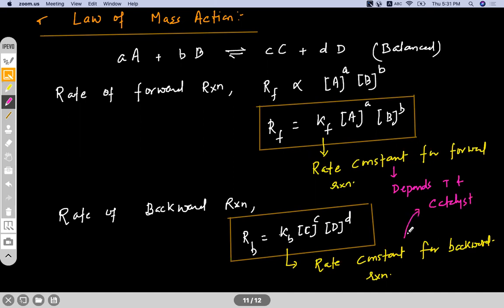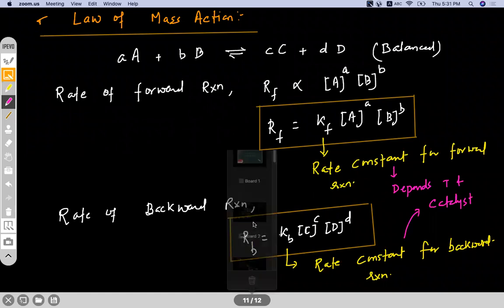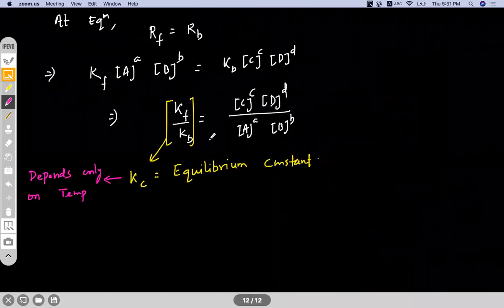Like I said, rate constant is not the concern for us in this chapter. Our concern is equilibrium constant. Rate constant, rate, everything we have in chemical kinetics, grade 12. So don't bother about it. But you must understand that the ratio of rate constant of forward and backward reaction is the equilibrium constant, Kc.